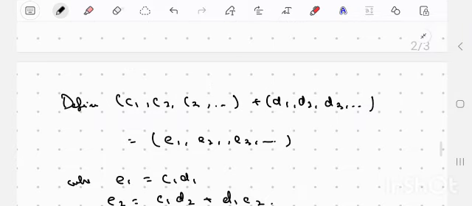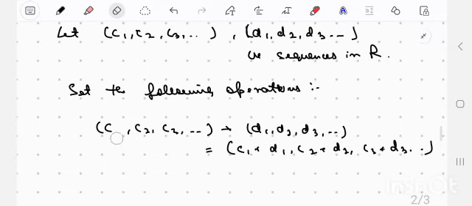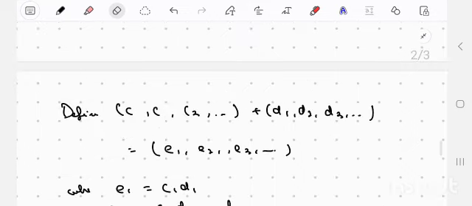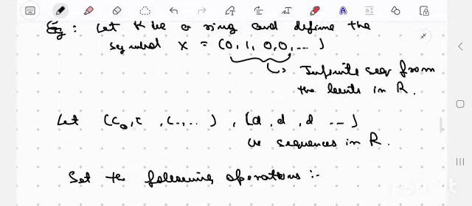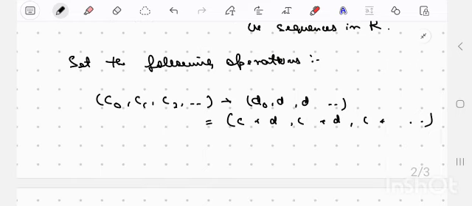It will be better to not use the indices starting at C1, so we slightly modify things. Let me make a slight change. We'll surely understand why we are making this change. Okay, so let me define this to be C0, C1, C2, and D0, D1, D2.